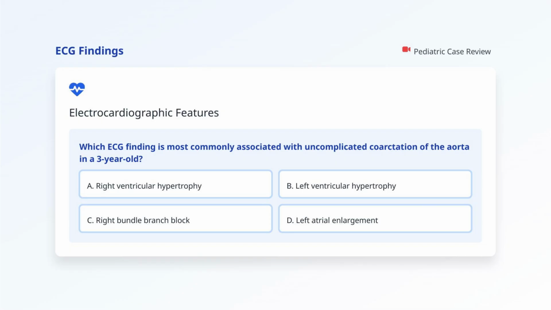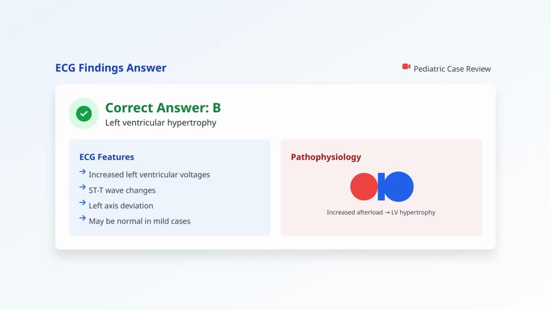Which ECG finding is most commonly associated with uncomplicated coarctation of the aorta in a 3-year-old? A. Right ventricular hypertrophy. B. Left ventricular hypertrophy. C. Right bundle branch block. D. Left atrial enlargement. The correct answer is B.